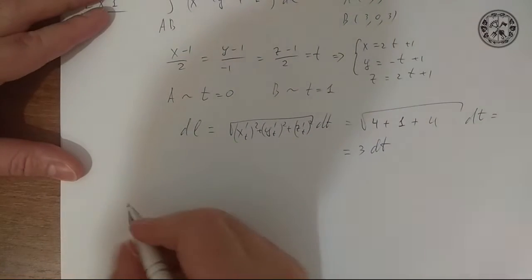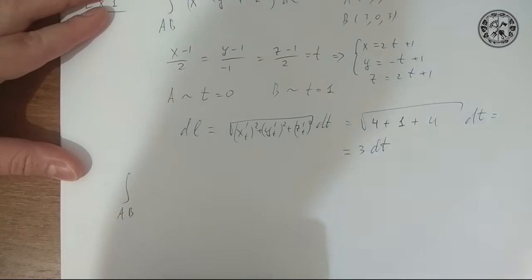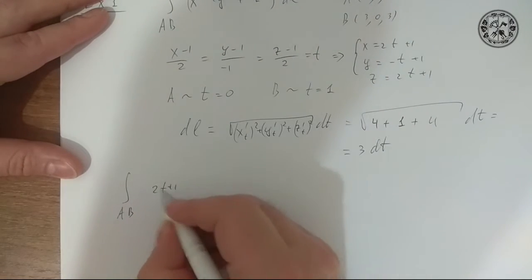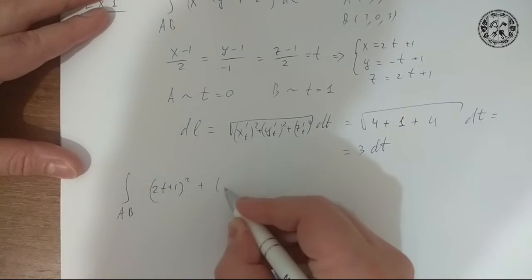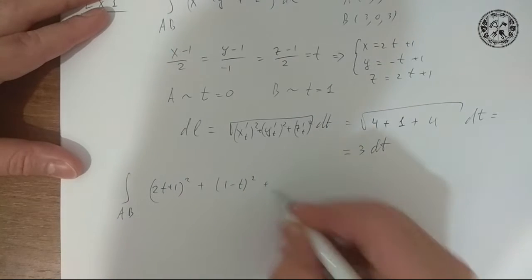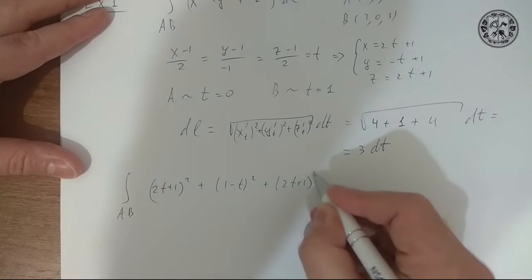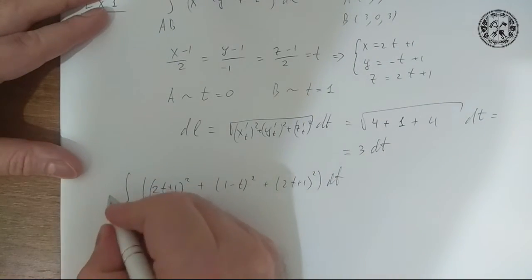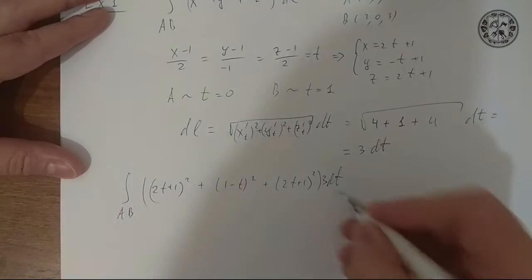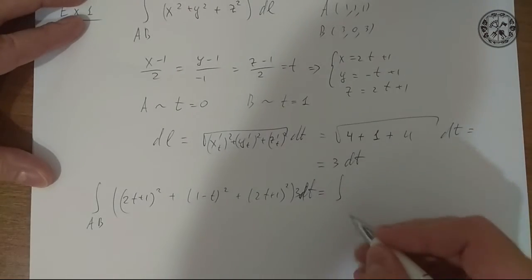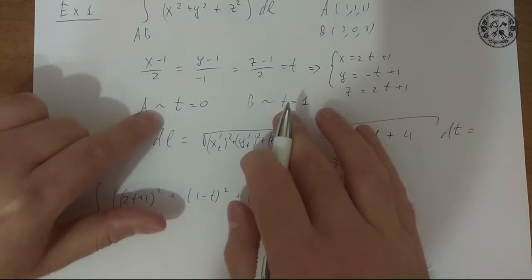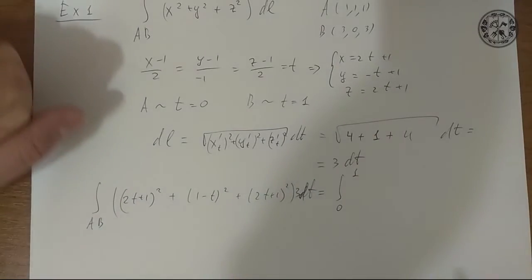Now we try to calculate our integral. We substitute everything here. x is 2t plus 1, y is 1 minus t, and z is 2t plus 1, and we get 3 dt actually here. The integral goes from 0 to 1 because 0 and 1 are the corresponding values for points A and B.